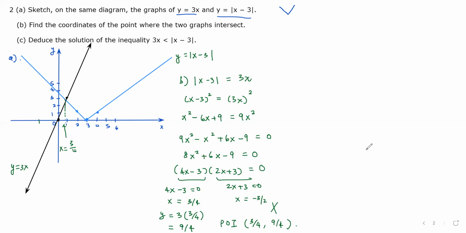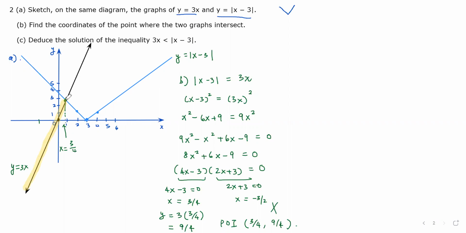Part C, deduce the solution of the inequality. So they intersect here at x equals 3 over 4. For the inequality where 3x is less than modulus of x minus 3, the graph of 3x must be below the graph of the modulus of x minus 3. This is the only part where the graph of 3x is below the graph of the modulus function.